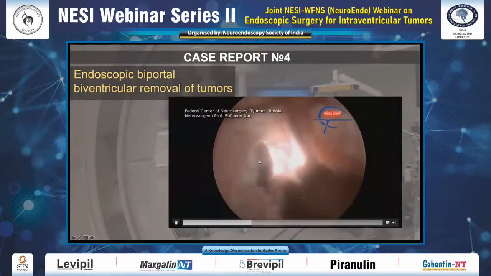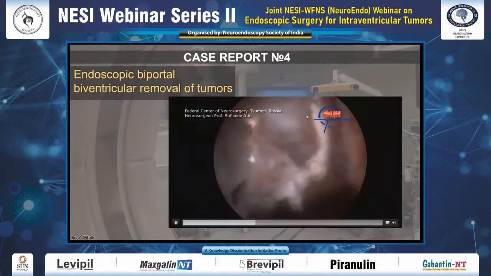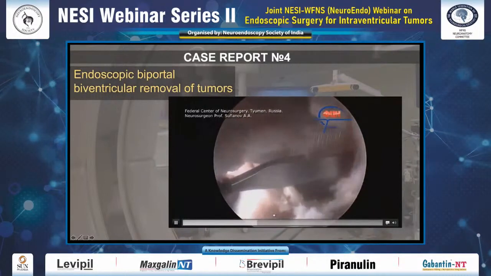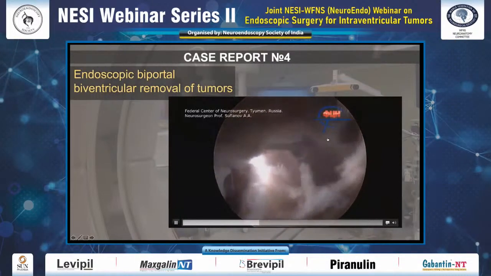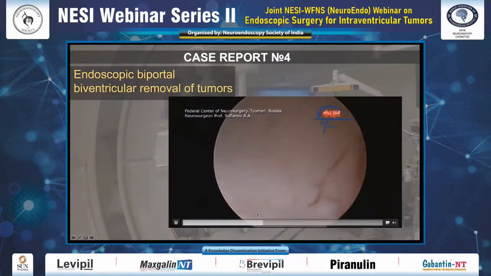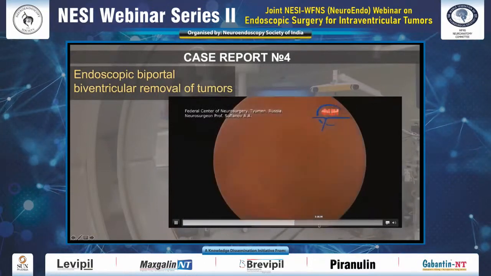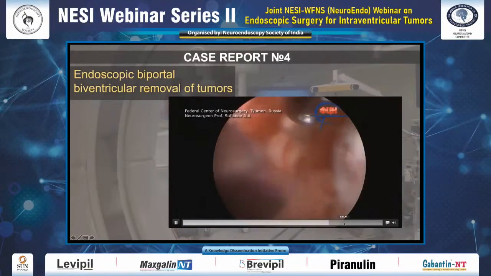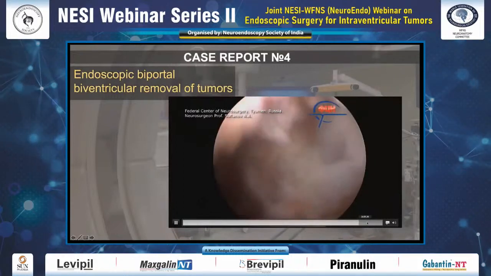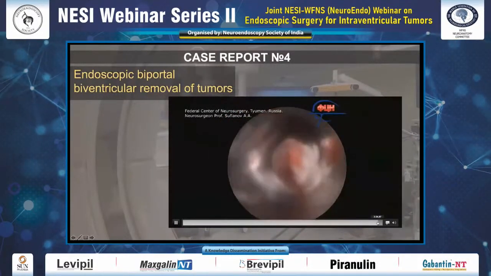You see the instrument from another port, coagulating, just under visualization. Again, I introduce another instrument from another port. And the good visualization is a big advantage of this kind of biportal approach. And total removal of the colloid cyst.